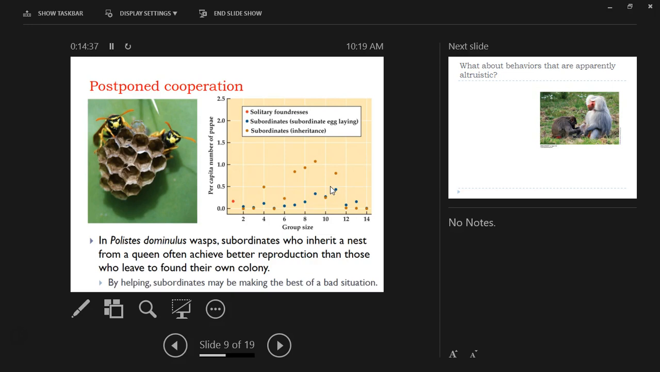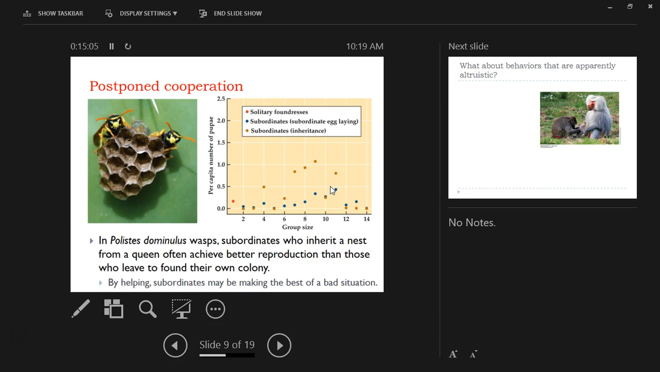So this is why it's sometimes called postponed cooperation. And this is what this figure is trying to show. If you look at the per capita, so this is the per individual number of pupae that individual wasps were able to raise. Subordinates sometimes do get to lay eggs within these nests, just not real often. The dominant females really are the main egg layers. That's the blue line here.